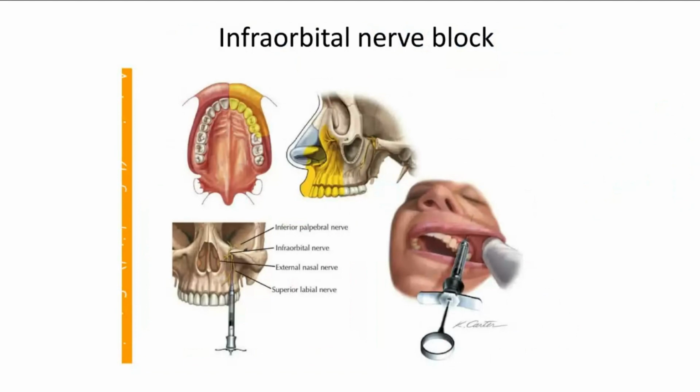Second is the infraorbital technique. In the infraorbital technique, you're targeting the infraorbital nerve as an alternative to ASA, but remember that you will get a combination of ASA and MSA. So what's the name of the technique? Infraorbital nerve block. What's the territory? The territory of ASA and MSA combined.